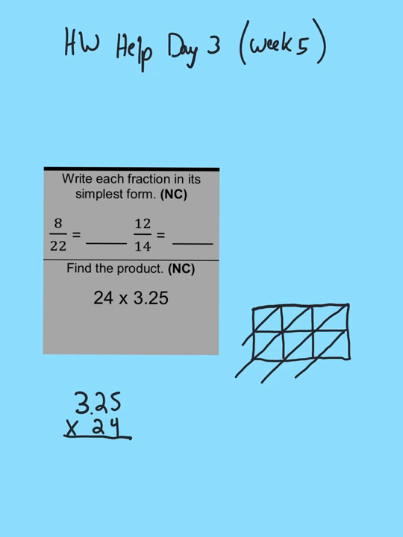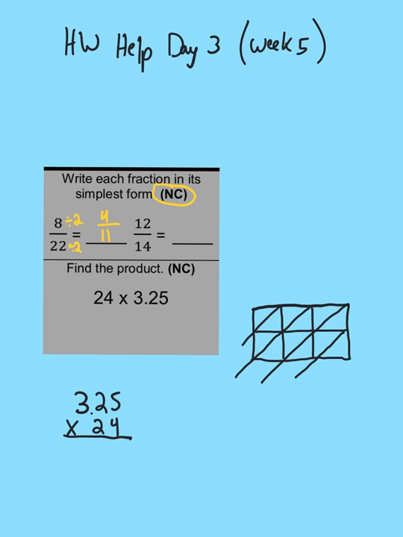So for the first problem, where you have to write each fraction in its simplest form, I want you to remember that we're doing this without a calculator. So you're looking for the biggest thing that goes into 8 and 22. So I see they both divide by 2, and 8 divided by 2 is 4, and 22 divided by 2 is 11.